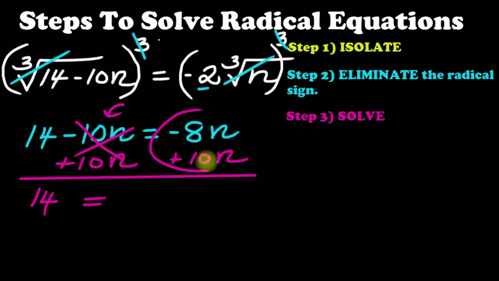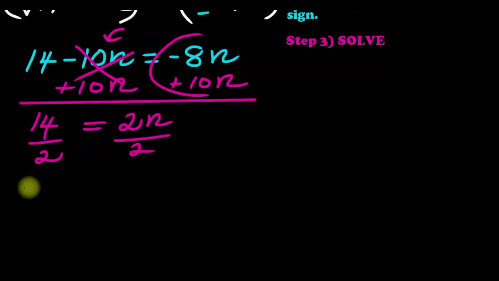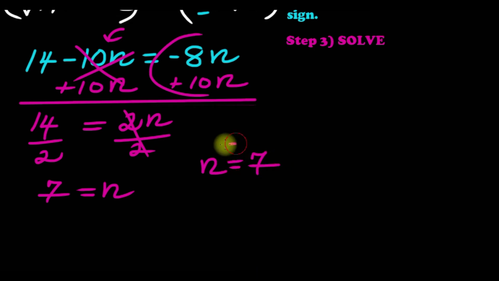And then here you're going to end up with 2n. And then divide by 2. Divide by 2. And then 14 over 2 is 7. And then 2 over 2 is 1, so you're left with n. So n is 7. And then the last thing we have to do is check it.